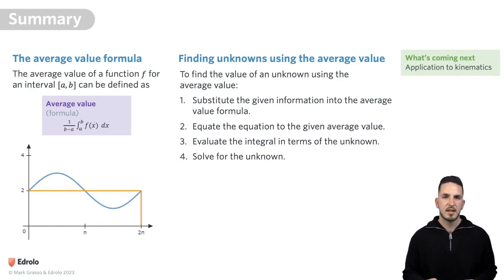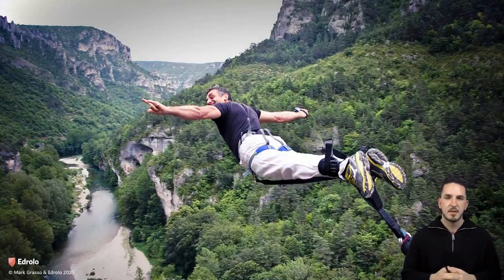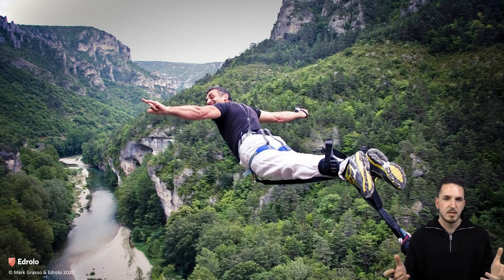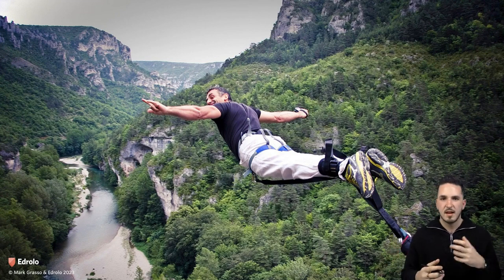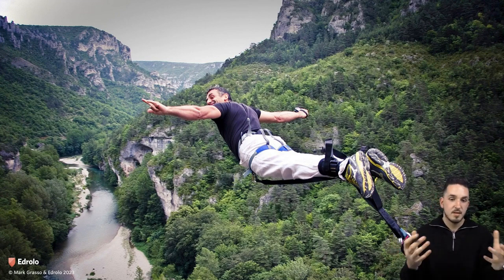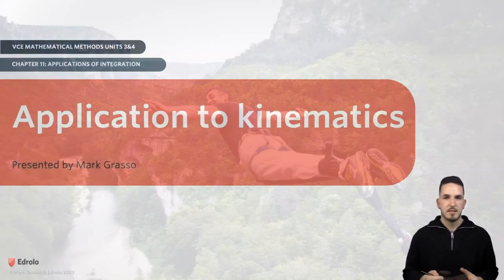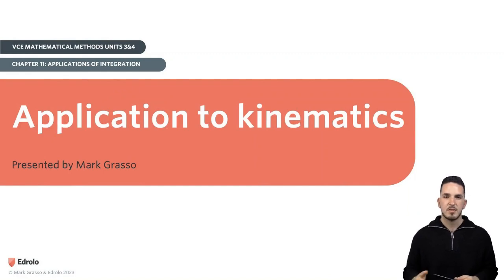So in our next session, we look at the application of integration to kinematics. Here you can see that someone's about to bungee jump or is in the process of bungee jumping. And you may wonder what integration has to do with bungee jumping. In this lesson, we'll look at ways in which we can find the total distance traveled whilst bungee jumping, as well as the net difference between the starting position and finishing position of the person doing this bungee jump. So in this lesson, we'll be looking at application to kinematics.